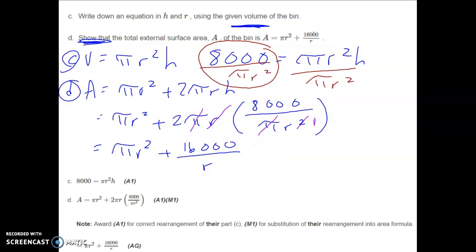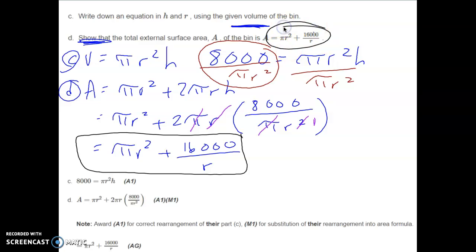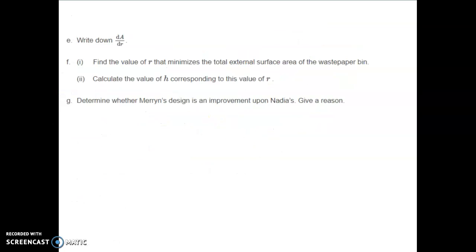One thing that IB is very particular about, as we move forward to parts E, F and G, you must use this. If you cannot get there, the reason why they gave you this in D is so that you have the correct formula to move forward with. If you struggle to get there, do not use your wrong formula. You will not get follow-through points for that. You must use the formula that they have given you in D because they're telling you this is the right formula, so use it as you move forward.